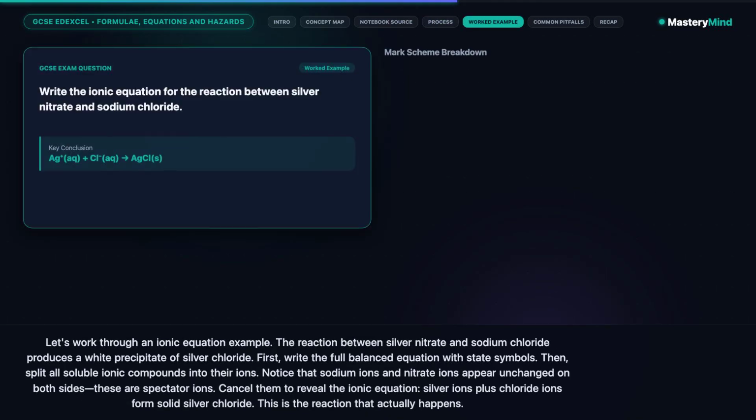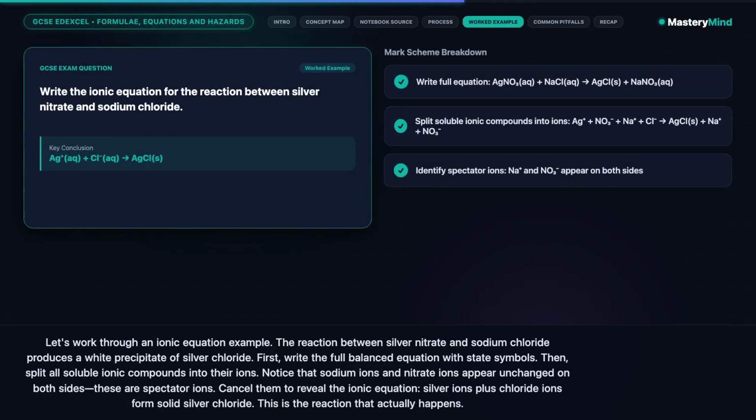Let's work through an ionic equation example. The reaction between silver nitrate and sodium chloride produces a white precipitate of silver chloride. First, write the full balanced equation with state symbols. Then, split all soluble ionic compounds into their ions. Notice that sodium ions and nitrate ions appear unchanged on both sides. These are spectator ions. Cancel them to reveal the ionic equation. Silver ions plus chloride ions form solid silver chloride. This is the reaction that actually happens.